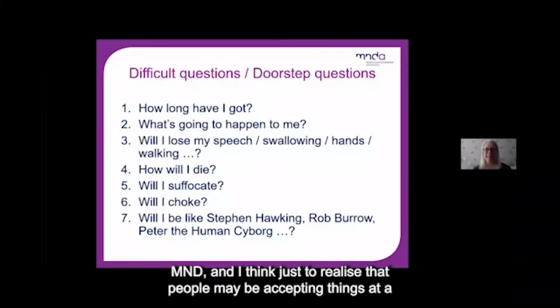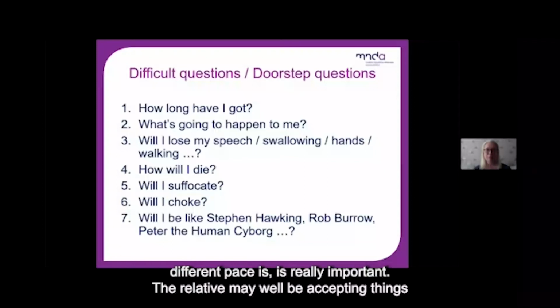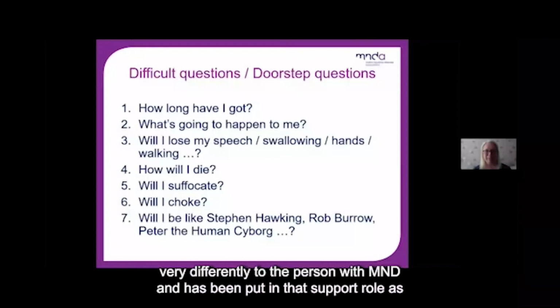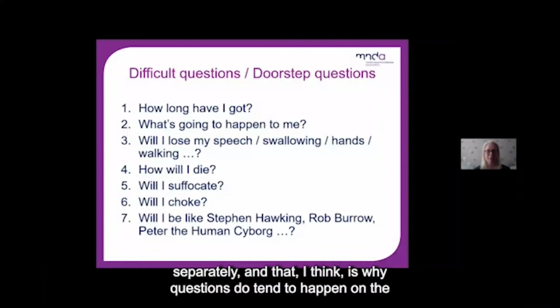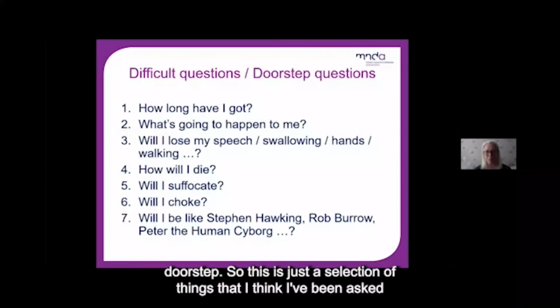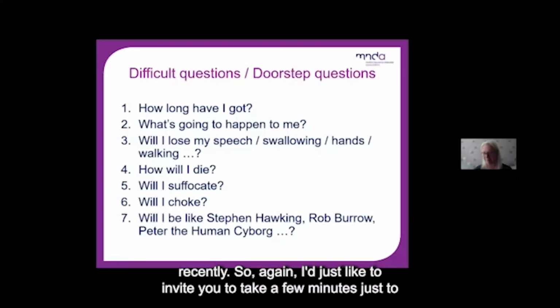And I think just to realise that people may be accepting things at a different pace is really important. The relative may well be accepting things very differently to the person with MND and has been put in that support role as well. So to be able to find the time to talk to people separately can be quite challenging. And that, I think, is why questions do tend to happen on the doorstep. So this is just a selection of things that I think I've been asked recently.